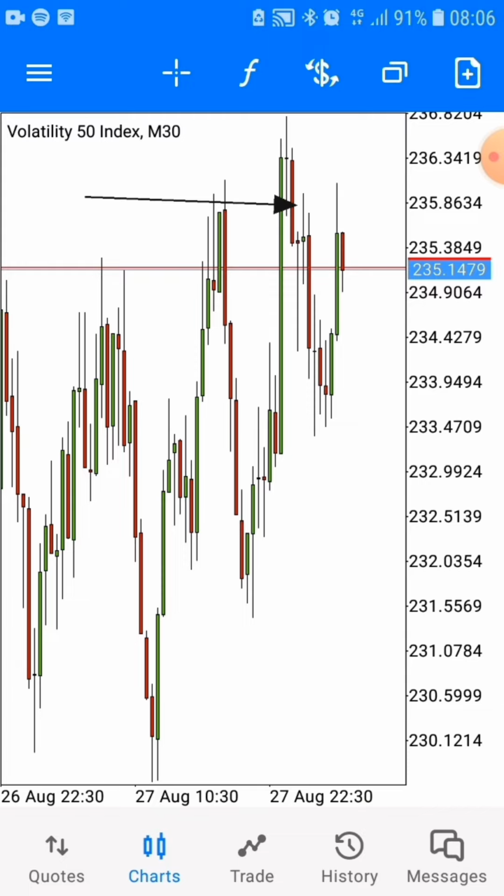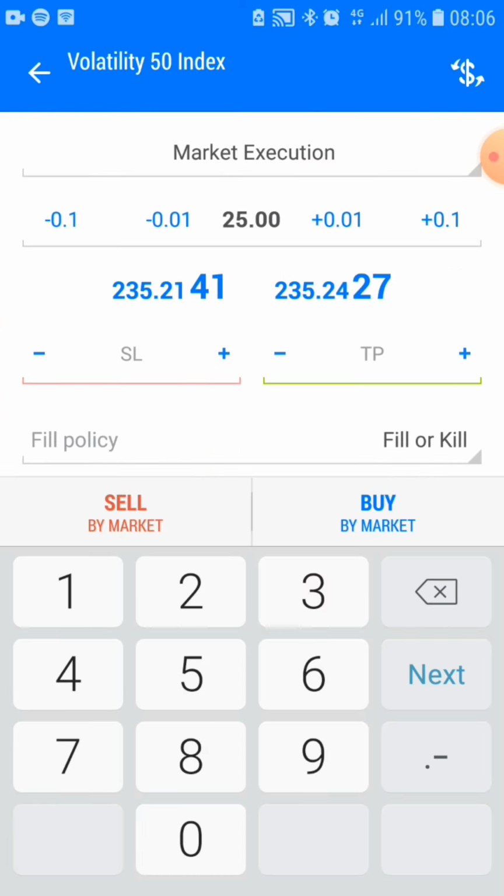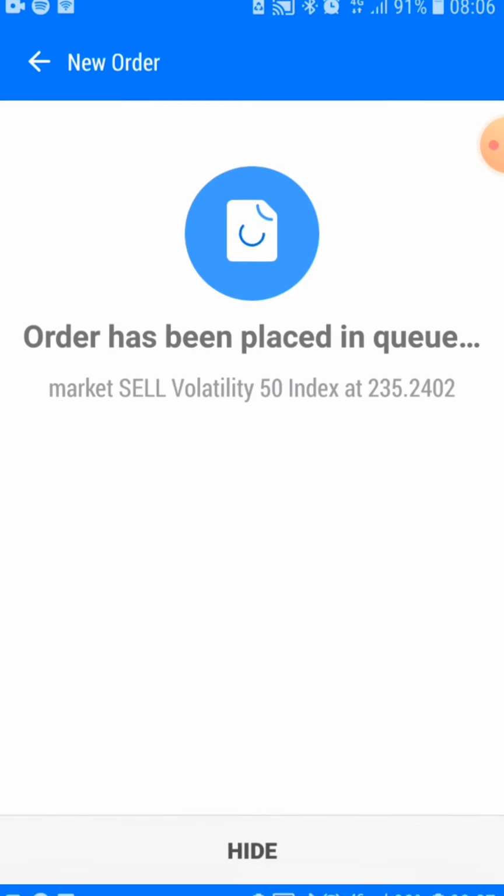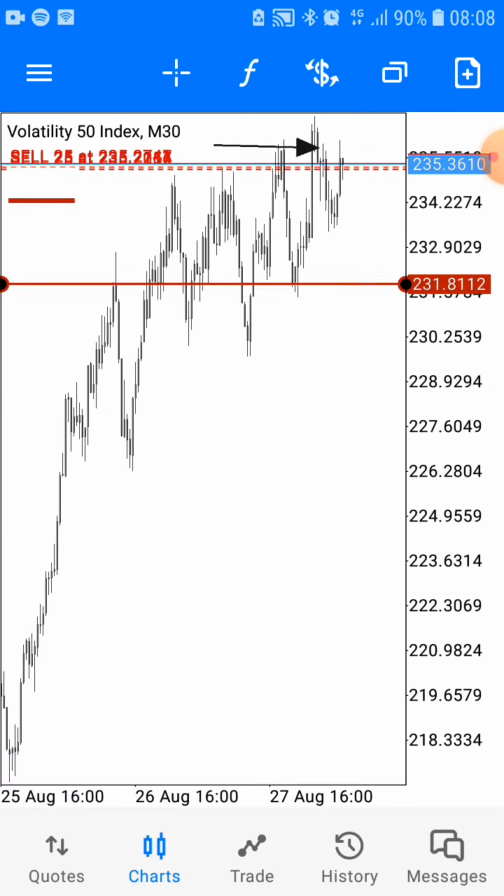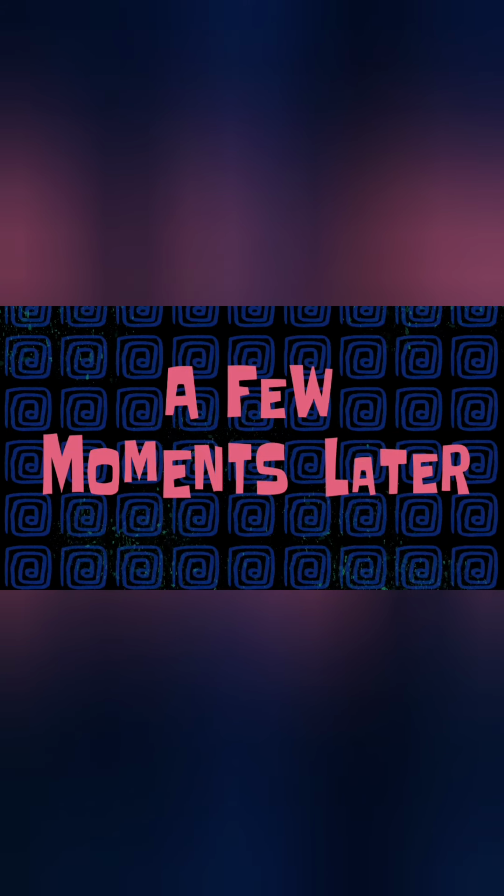So on the 30-minute time frame, that is where I find my perfect mini sell entry right here on the lower high. So I will enter the trades right away. A few moments later.